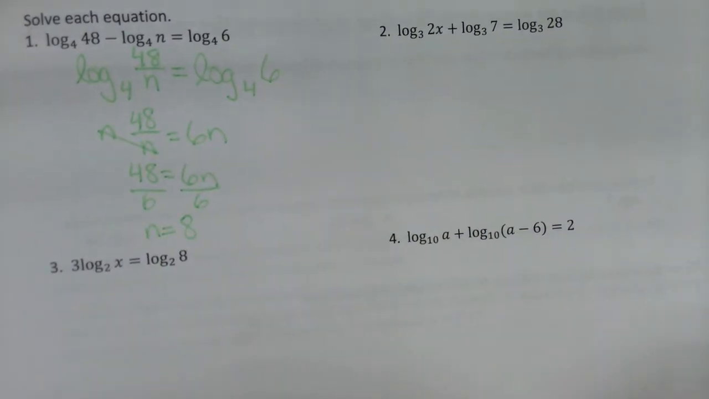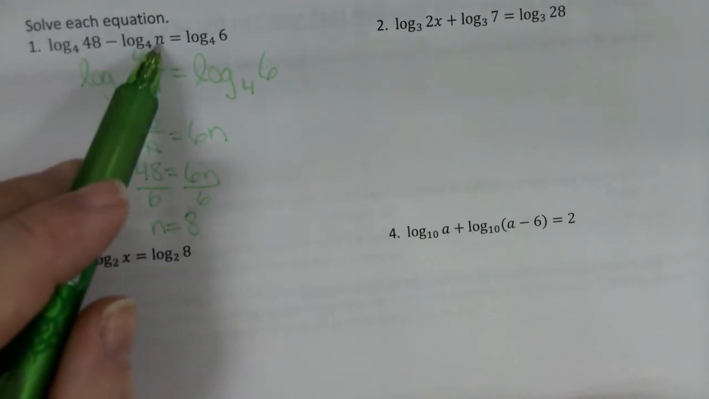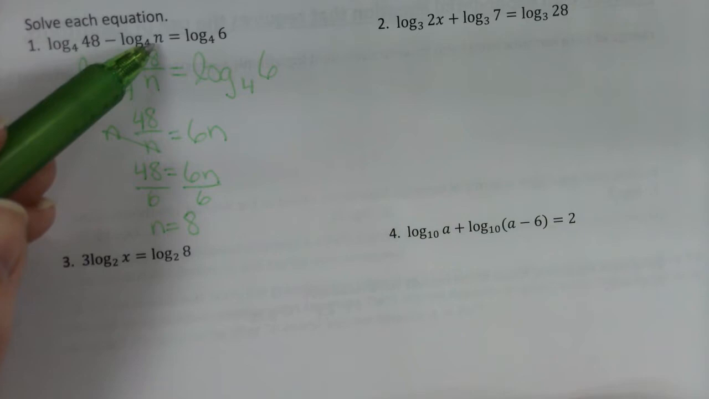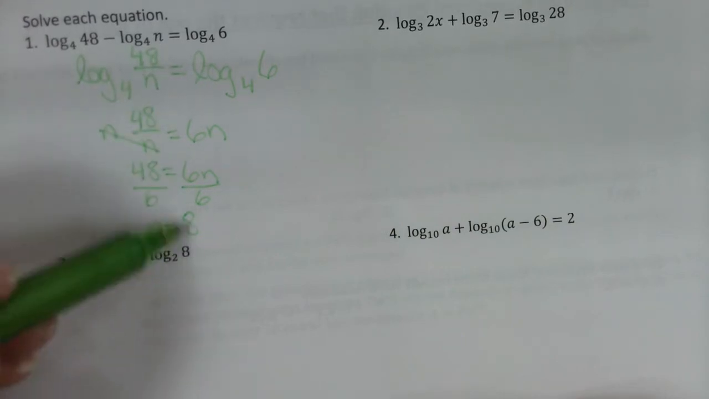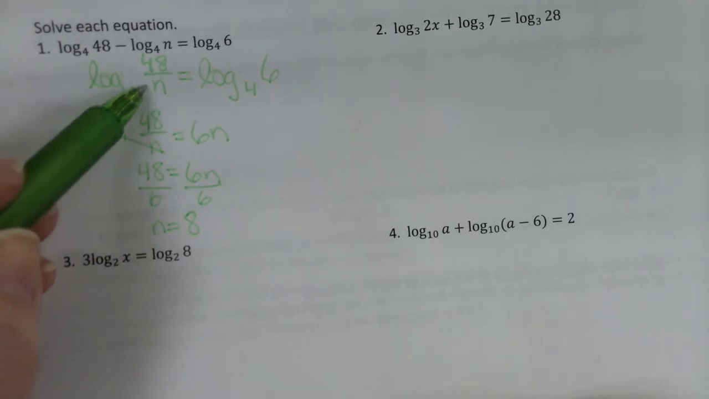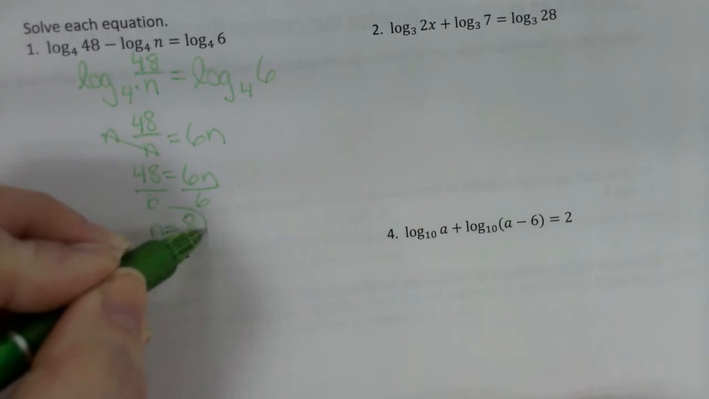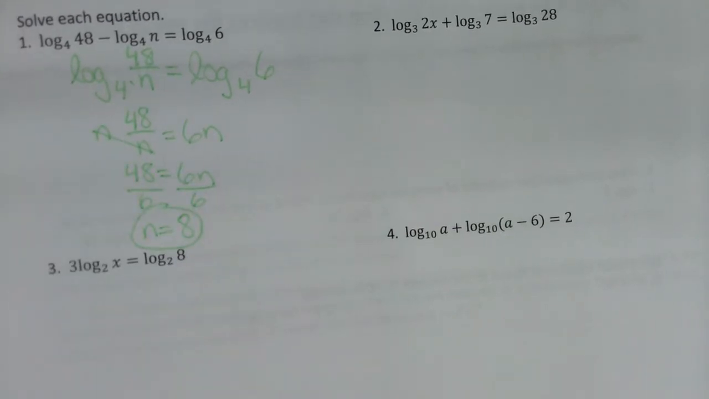Now you always want to check that to make sure that you have no negative arguments. So if I plug 8 in, it's still a positive number. We also can't have 0 as an argument. Plugging in 8 here doesn't give me 0 in the denominator. So 8 is my solution. It's not extraneous. There it is.